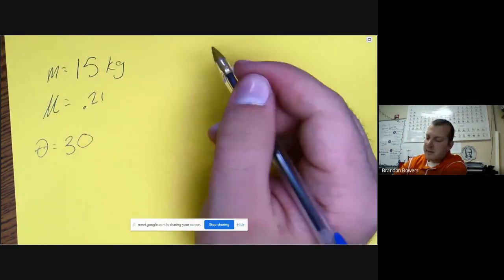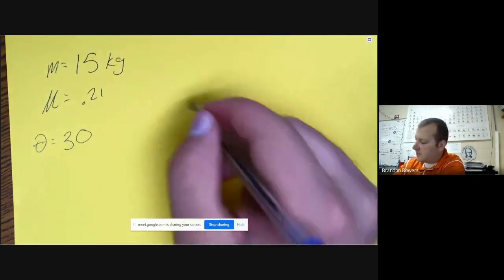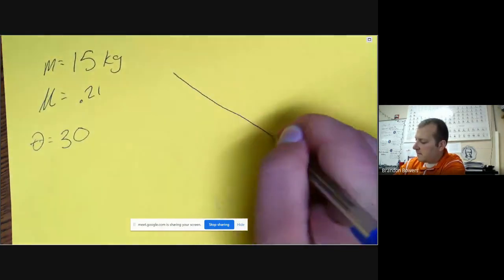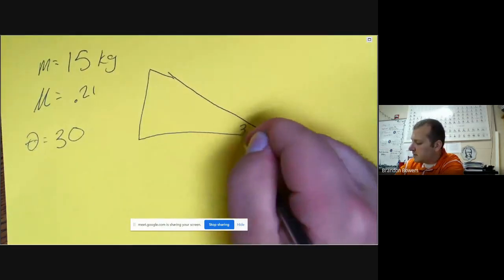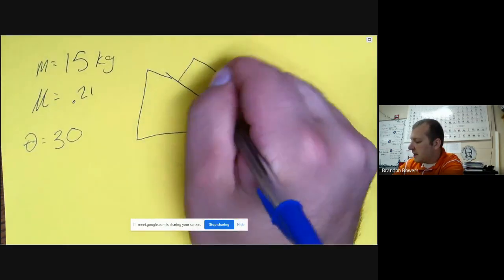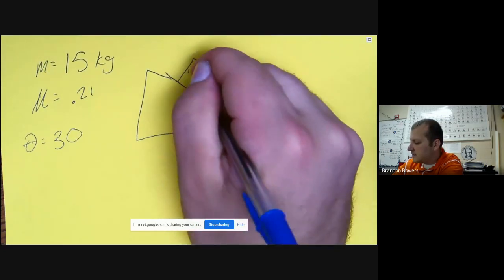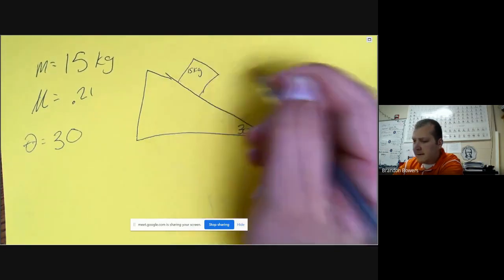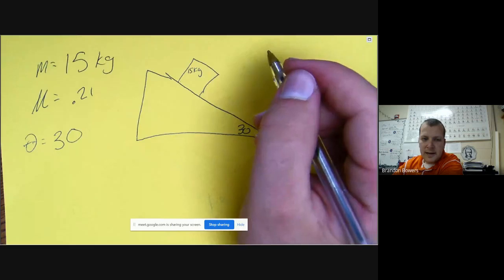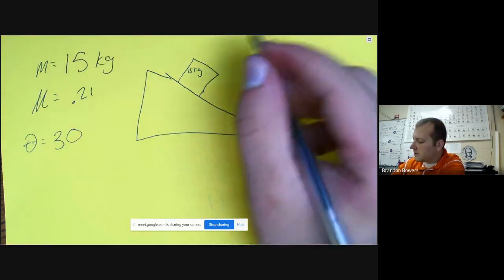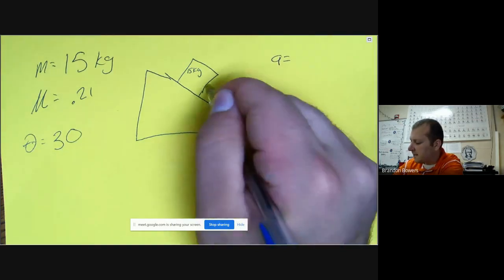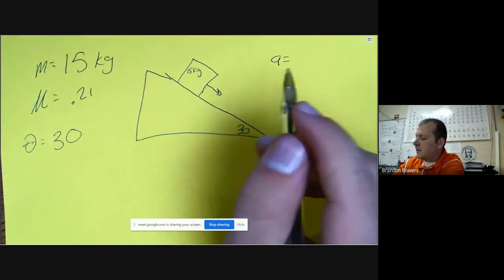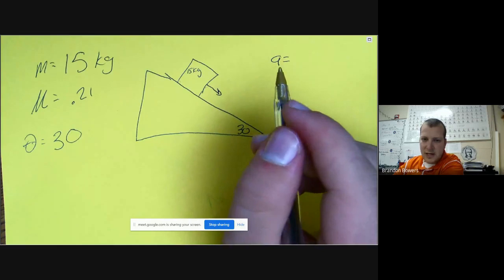So when talking about an inclined plane, let's draw it out. So this angle is 30. Here's my box, which weighs 15 kilograms, and that's all we need for now. My goal is to solve for acceleration. What's the acceleration of the box going down the hill? Well, let's list some factors we know.